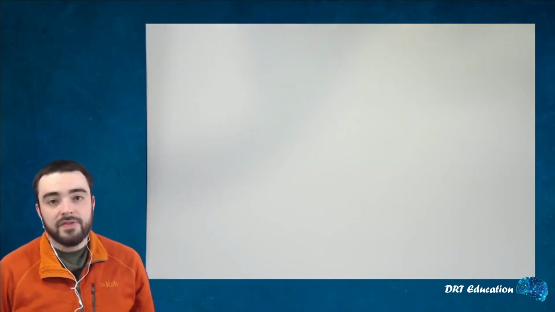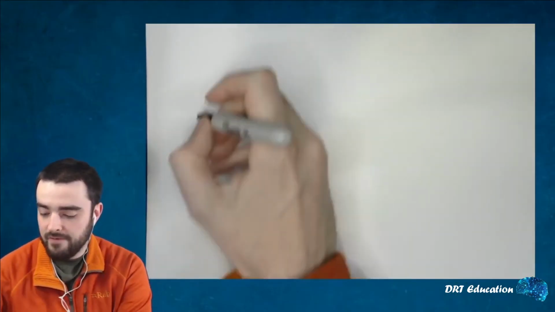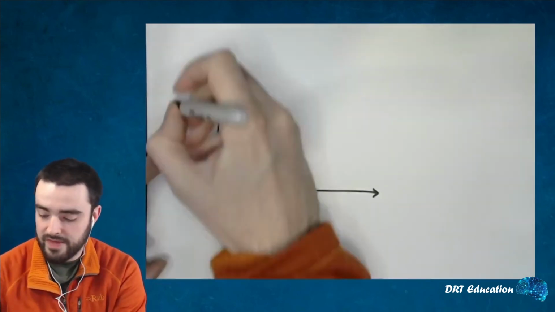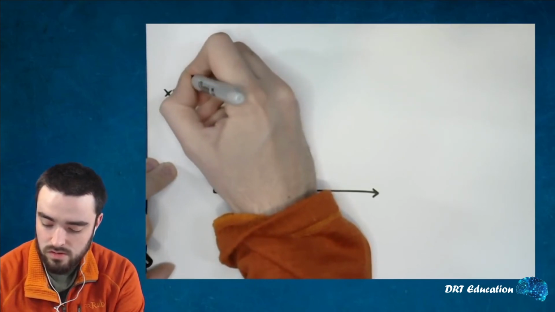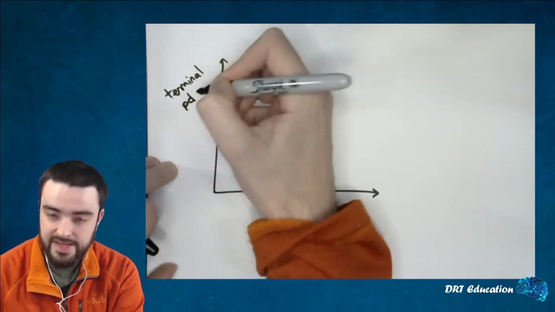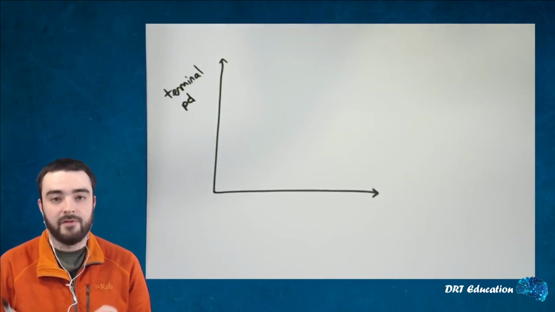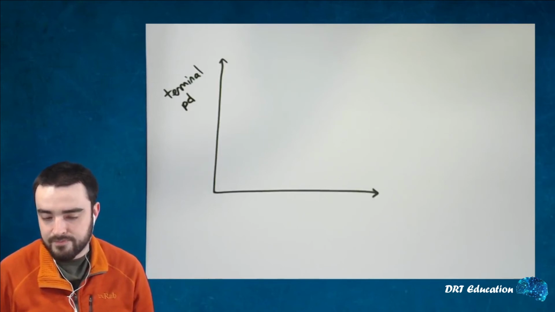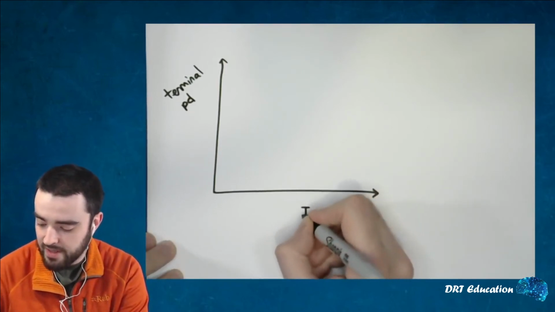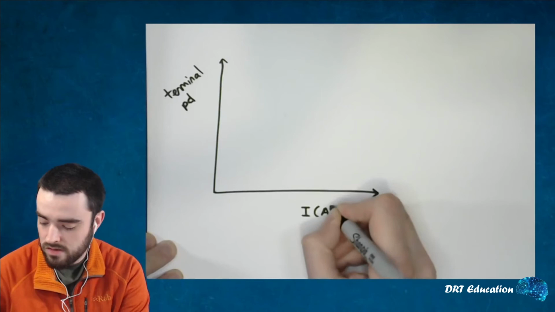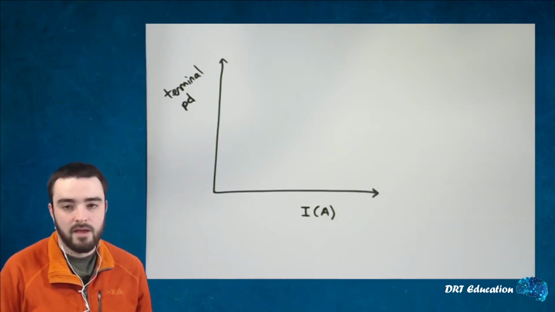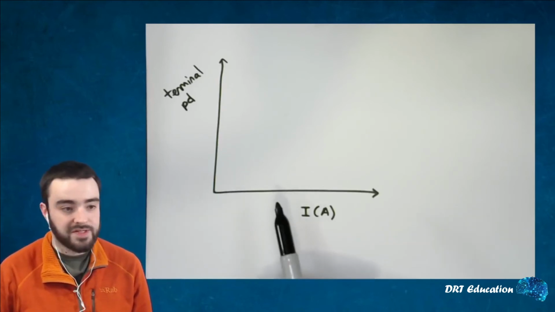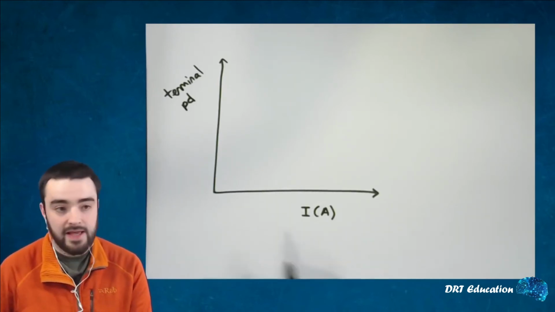We can look at this experimentally. So if I draw on my axes the terminal PD, so that's going to be, if we connect a voltmeter up across the two terminals, so across the battery, what would we read? And we measure the current in the circuit, we could find a value for this. So we can just measure the terminal PD and the current in the circuit.